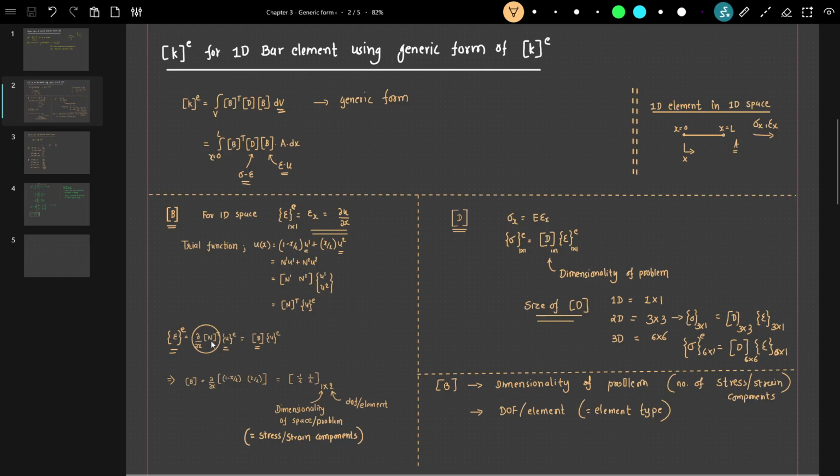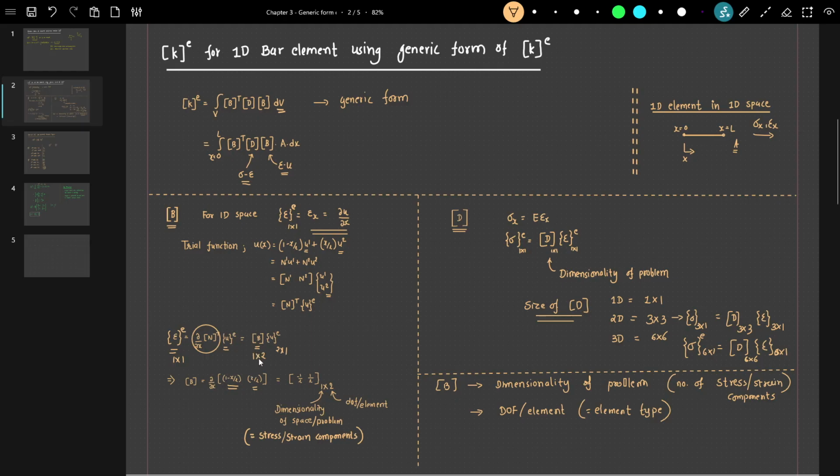B is equal to dou by dou x N transpose. N transpose is N1 and N2. By differentiation, we get the B matrix as minus 1 by L, 1 by L, which is of size 1 by 2. So let's try to understand how this size comes. Okay. We know this strain vector is 1 by 1. The displacement vector for this element type is 2 by 1. And hence B should be 1 by 2.